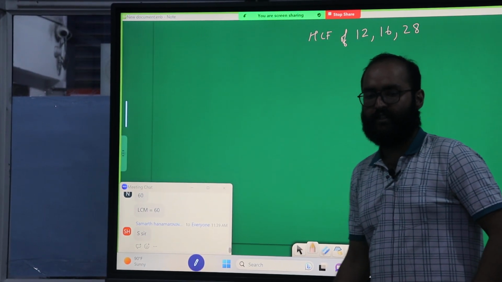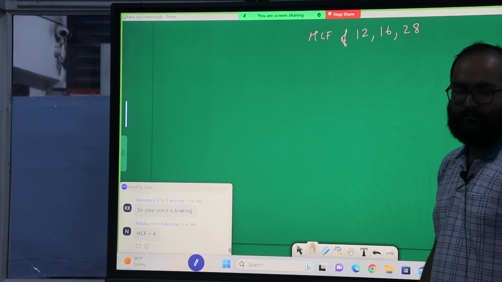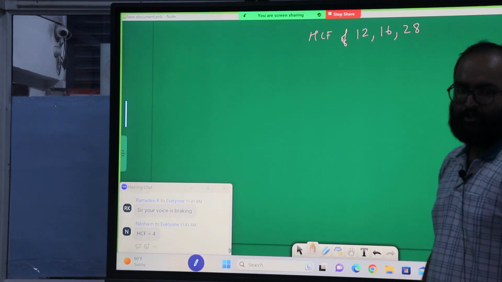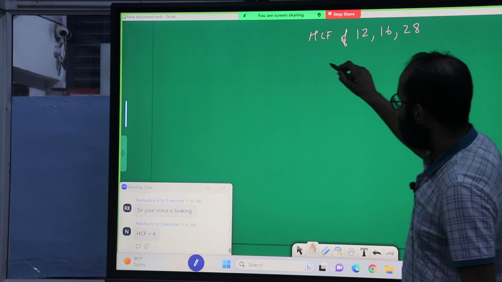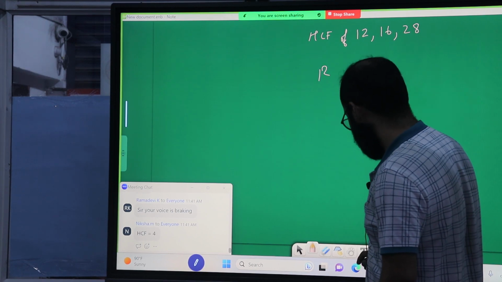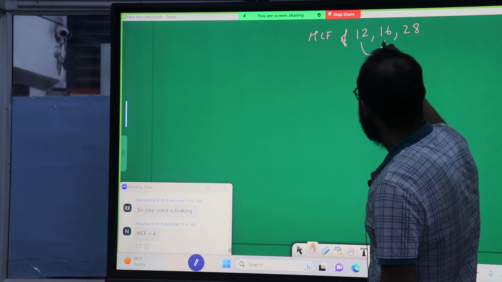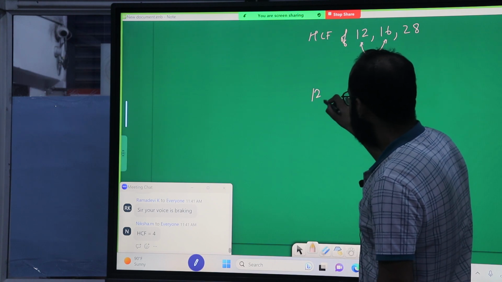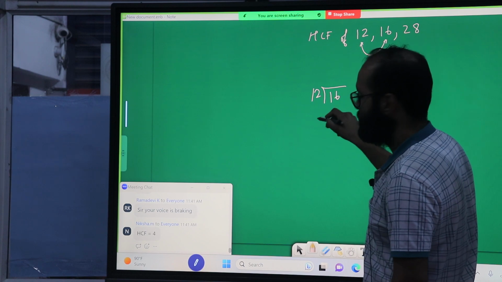Just now we saw using the division method how to find the HCF for 2 numbers. So let us first find it for 2 numbers here, say 12 and 16. If you want to find it for 12 and 16, we'll divide the bigger number by the smaller number.